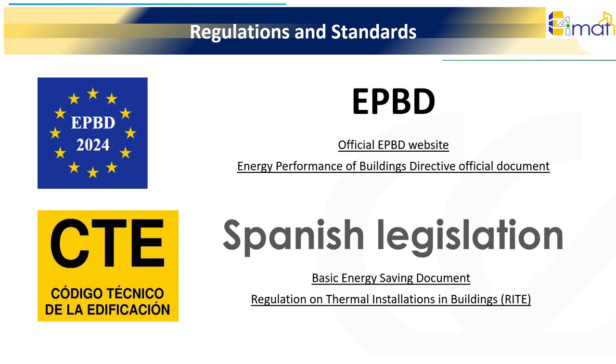The Energy Performance of Buildings Directive (EPBD) sets the overall EU requirements for improving energy efficiency and reducing emissions in buildings. In Spain, these objectives are implemented through the RITE, Regulation on Thermal Installations in Buildings, and the CTE-DBHE, Energy Savings Basic Requirement, which define the national criteria for energy performance, renewable integration, and low-carbon building strategies.